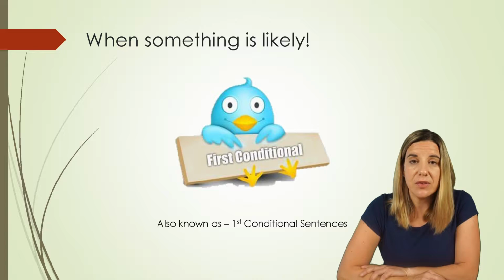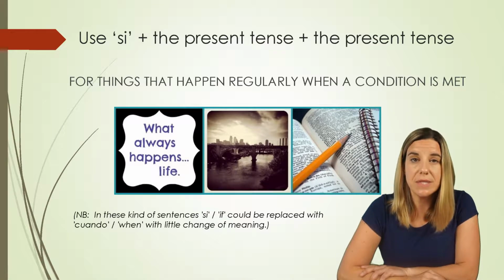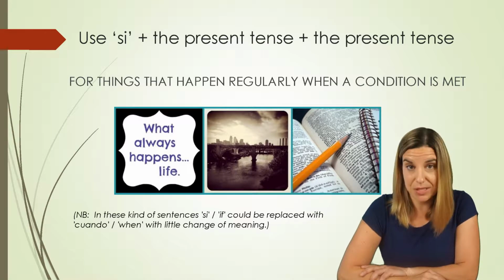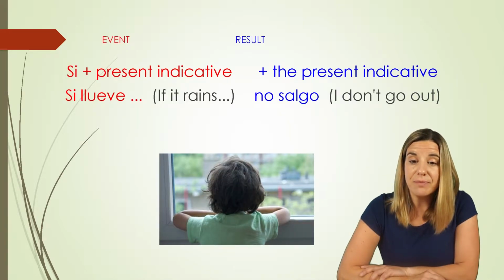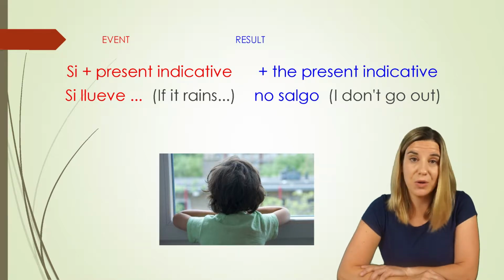So now let's look at the first conditional. We use the first conditional when something is likely. We use si plus the present tense plus the present tense when the situation is regarded as very likely, things that happen regularly when conditions are met. Si llueve, no salgo. If it rains, I don't go out.